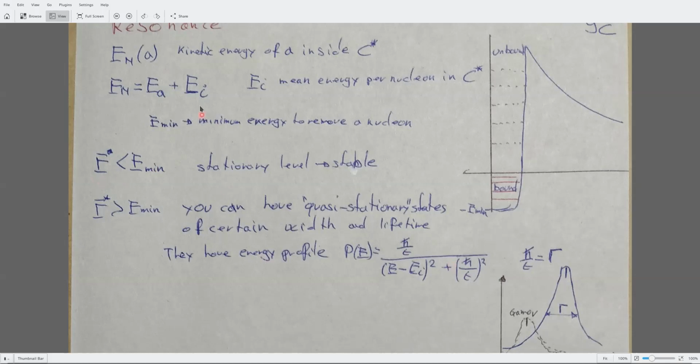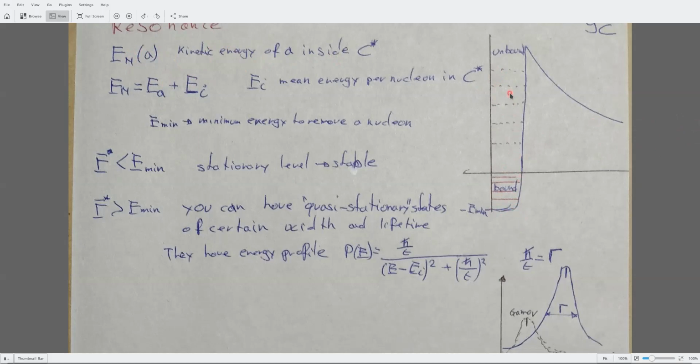There are cases when you have the interaction and create the compound nucleus, where the projectile particle A has a higher kinetic energy, because it is the sum of its energy outside plus the bound energy here. So with respect to the bottom, it's higher. So you consider the bottom of the potential well.